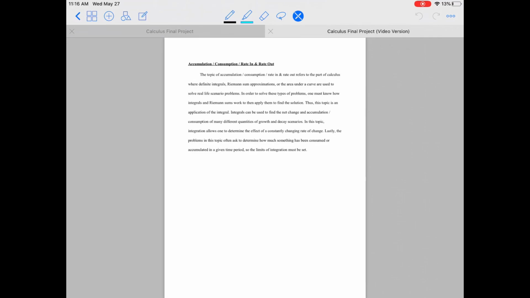And that is all for our topic of accumulation, consumption, and rate in or rate out. The important things to remember while solving these types of problems is to write out the initial information that the problem gives us, and to also make sure we are setting the limits of integration correctly, and making sure that we are adding the initial value if that is given.